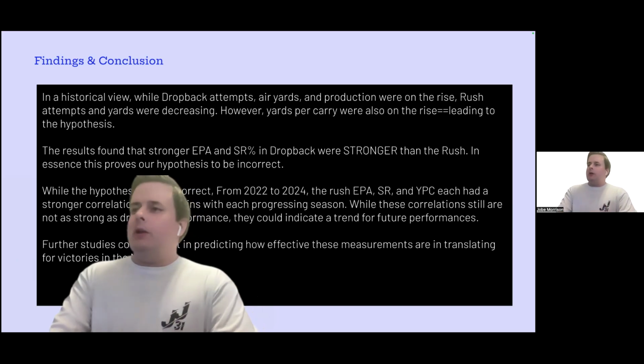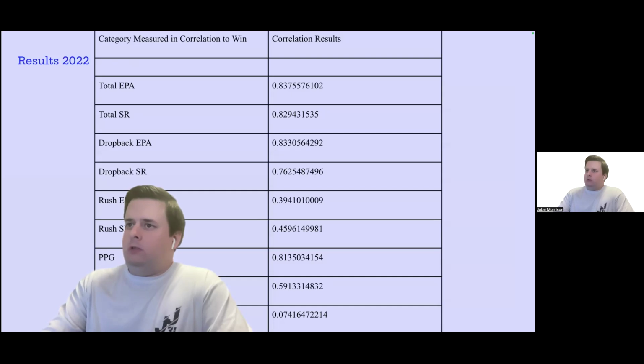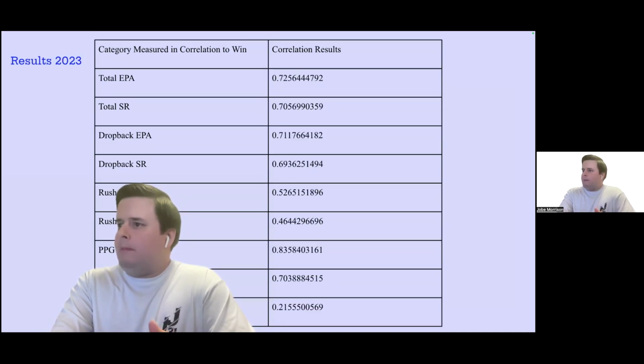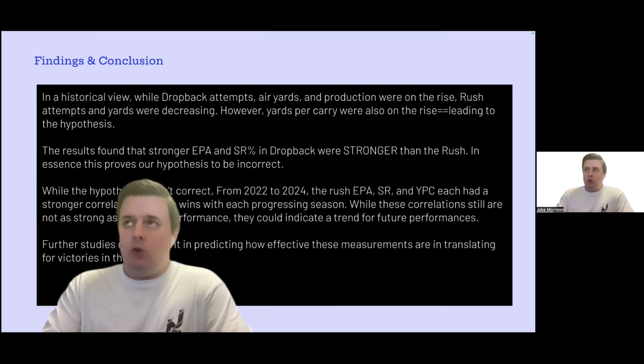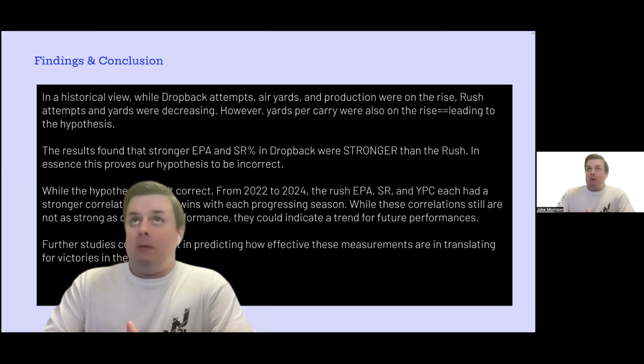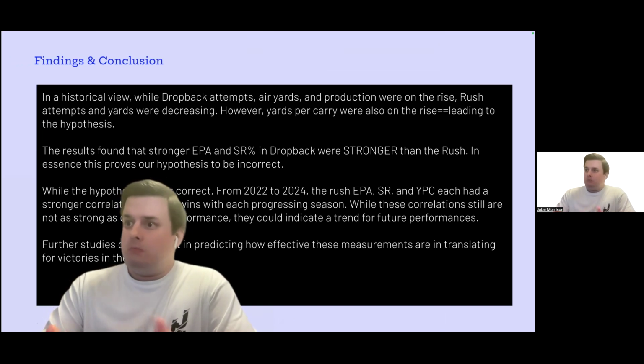And while the hypothesis was not correct, one thing I want to highlight is that from 2022 to 2024, the rush EPA, success rate, and yards per carry each had a stronger correlation to team wins with each progressing season. So come back here to 2022, you'll see success rates and EPA in the rush and yards per carry all begin to creep up a little bit. Though it's not as strong as drop back, maybe we're seeing some shifts in the game a little bit. Maybe we're seeing teams adjust, and maybe we're able to look at things in the future and see, are we heading towards a different trend potentially?